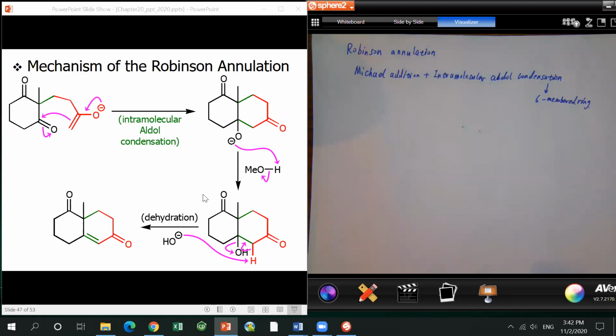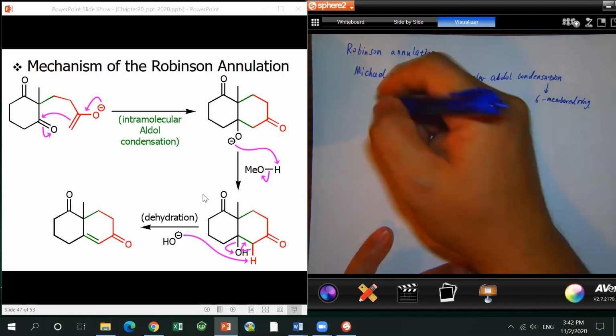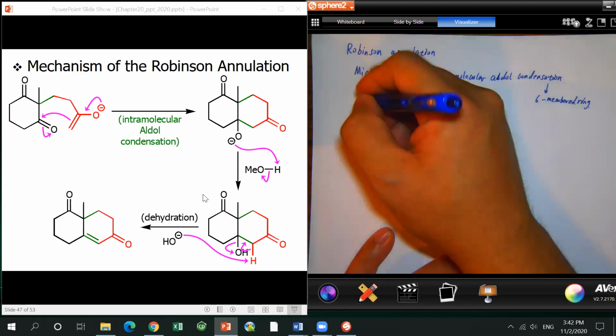Just keep in mind, for the Robinson annulation, it's a two-step aldol condensation: Michael addition followed by aldol condensation, two steps. Then I'll use another example to show you how to draw the product.